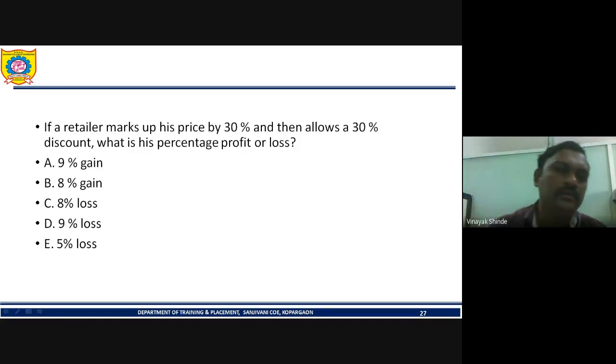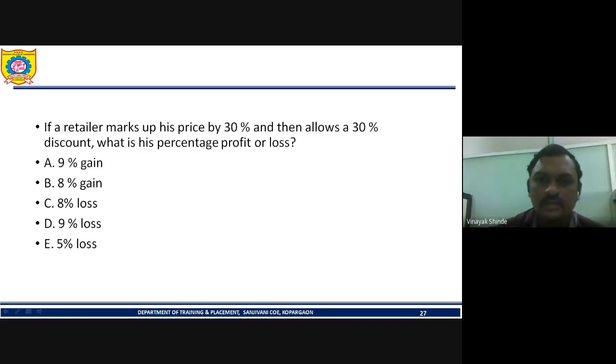Next question. A retailer marks up his price by 30% and then allows 30% discount. This question is the same as the previous one. Only the language is different. In place of profit, here it is written marks up his price by 30%. He raised the price by 30% and then gave a 30% discount.